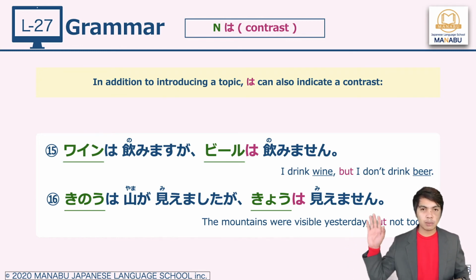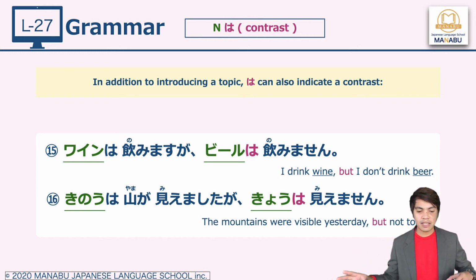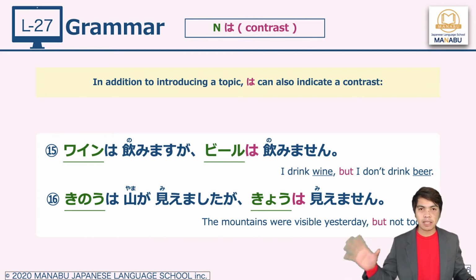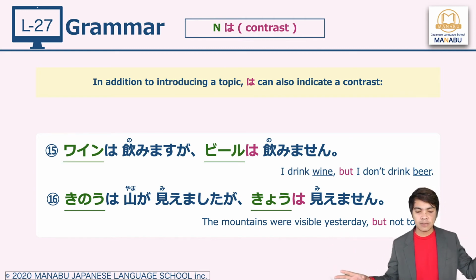So the first verb is nomimasu and the second verb is nomimasen. A positive and a negative verb. Wine wa nomimasu ga beer wa nomimasen. So this sentence pattern presents a contrast between a positive verb and a negative verb. Nomimasu and nomimasen. I drink and I don't drink. So the first clause is wine wa nomimasu. I drink wine. But the second clause is beer wa nomimasen.